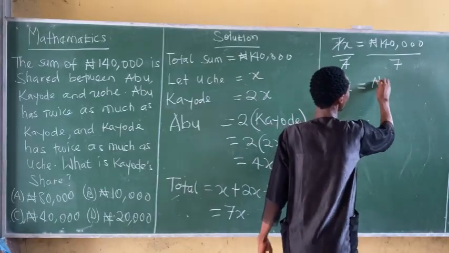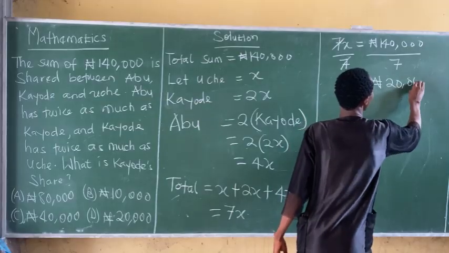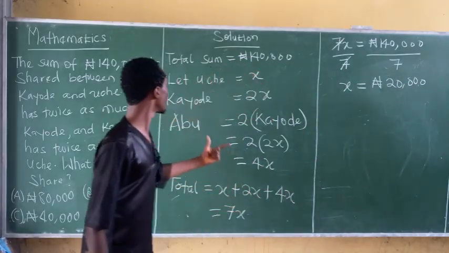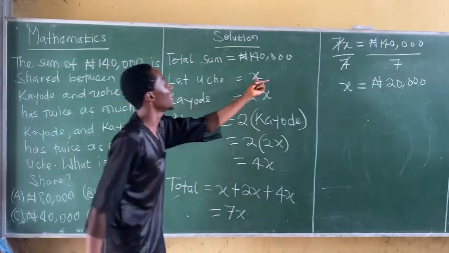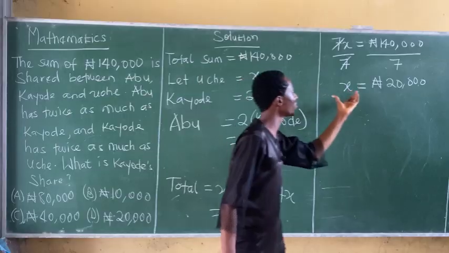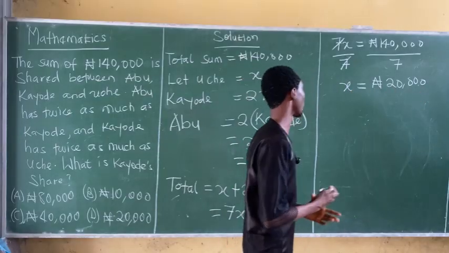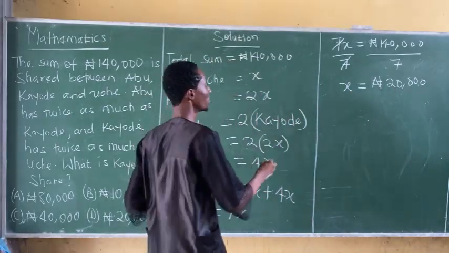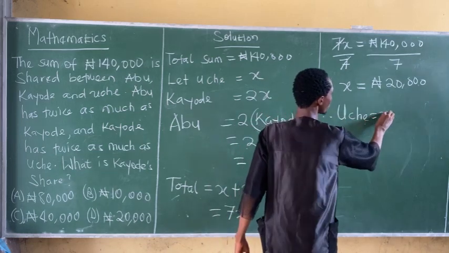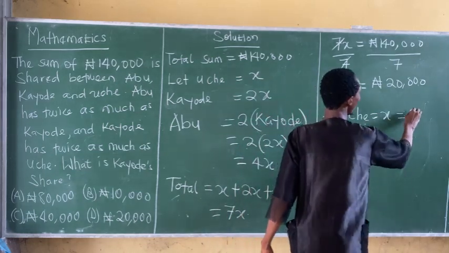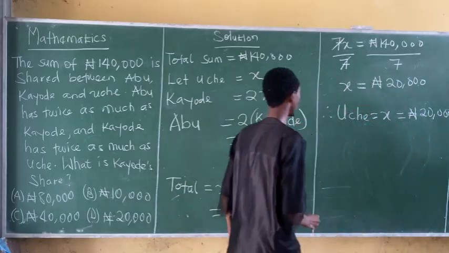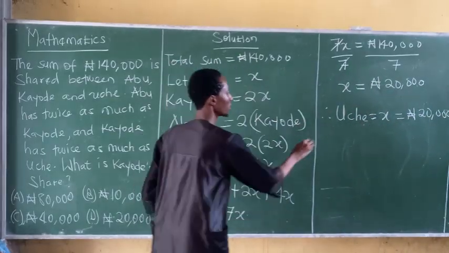So we have here 20,000. Don't forget, from the question they said what? Uche is what? X. So the total shares for Uche is what? X. And X we have here is what? 20,000. So for Kayode, therefore, Uche is equal to X, and X is equal to 20,000.